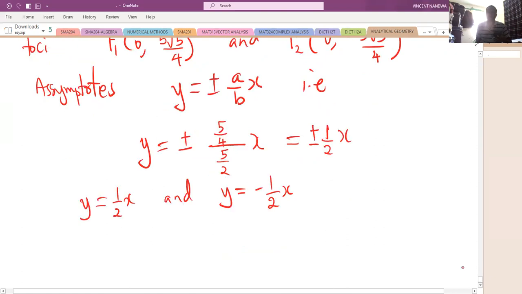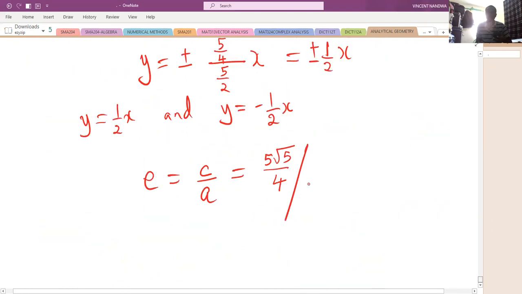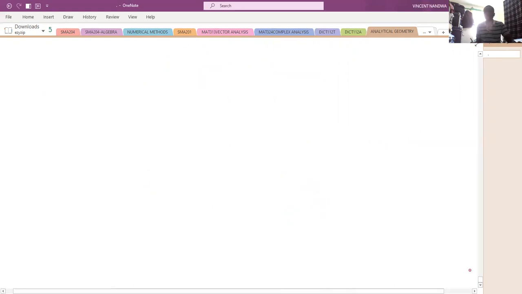And then eccentricity is given by c over a, which is 5 root 5 over 4 divided by our a, in this case, 5 over 4. So that is around 2.236067977. So then now we can sketch the graph.